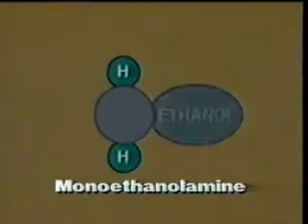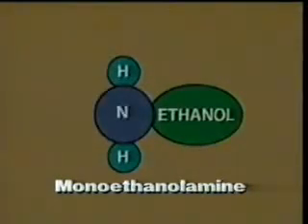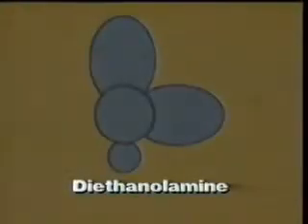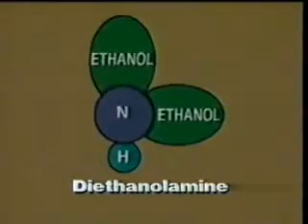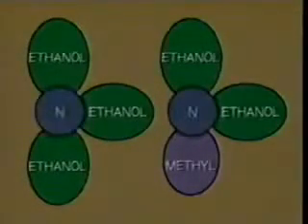The primary amine, monoethanolamine, has 2 hydrogen atoms and 1 hydrocarbon group attached to the nitrogen, or N atom. Diethanolamine is a secondary amine which has 1 hydrogen atom and 2 hydrocarbon groups attached to the N atom. Tertiary amines include triethanolamine and methyldiethanolamine. Now, they have 3 hydrocarbon groups and no hydrogen atoms attached to the N atom.